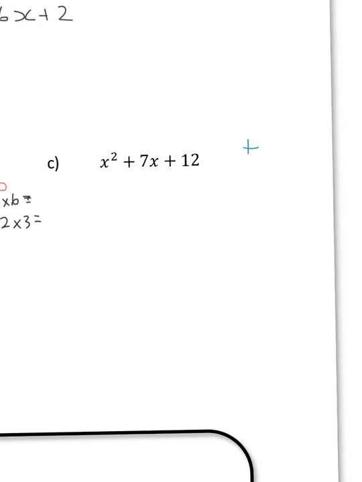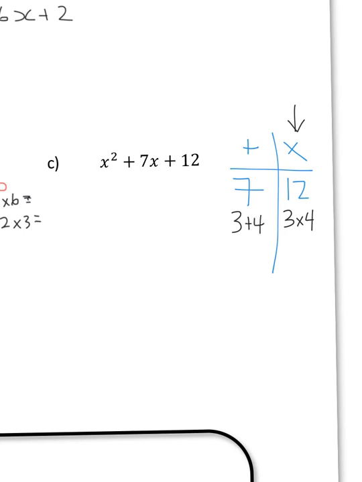So we're going to add to 7 and multiply to 12. So two numbers that work. I'm going to start on the multiply side. I have 1 times 12, does not add to 7. I have 2 times 6, does not add to 7. But I know 3 times 4 works because 3 plus 4 does give 7. So for my answer, a simple trinomial has a simple answer.